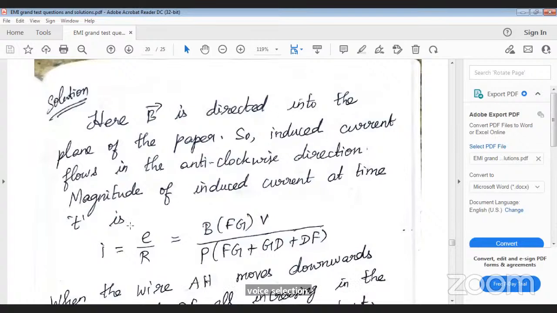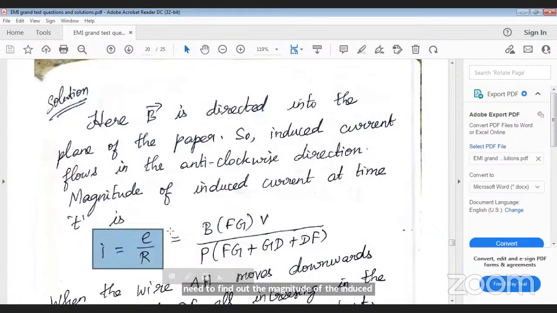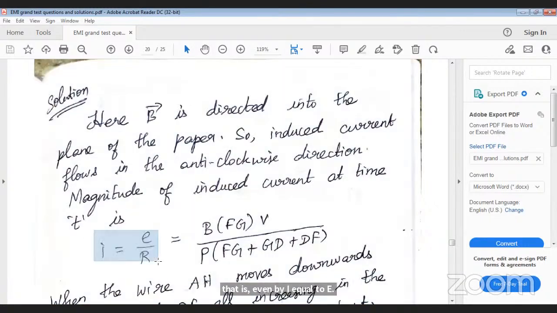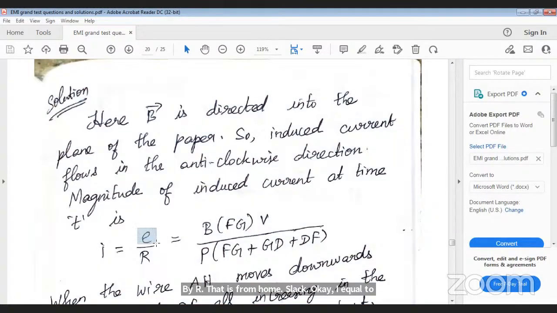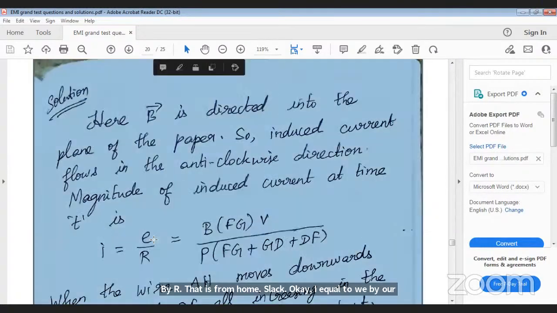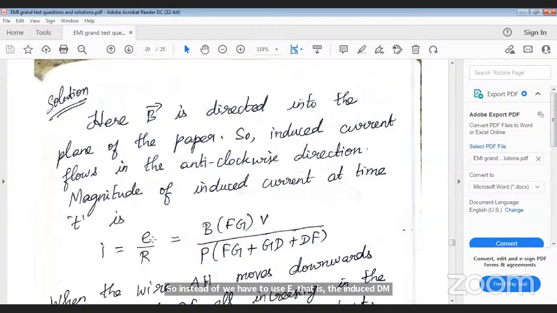Now we need to find out the magnitude of the induced current. That is given by I equal to E by R, from Ohm's law, I equal to V by R. Instead of V, we have to use E, that is the induced EMF. I equal to E by R. For E, we should use the formula E equal to BLV. I think you know that formula very well.